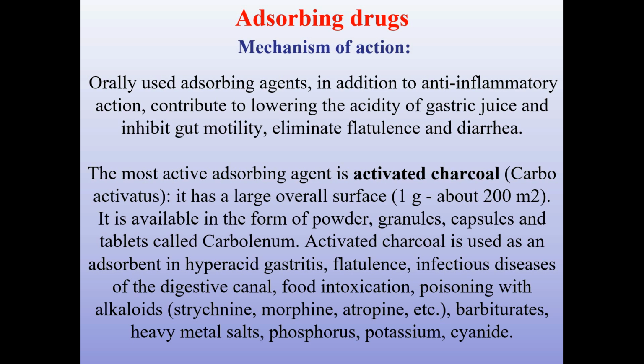Orally used adsorbing agents, in addition to anti-inflammatory action, contribute to lowering the acidity of gastric juice and inhibit gut motility, eliminate flatulence and diarrhea. The most active adsorbing agent is activated charcoal once again. It has a large overall surface, 1 gram is about 200 square meters. It is available in the form of powder, granules, capsules, and tablets called Carbolanum. Activated charcoal is used as an adsorbent in hyperacidic gastritis, flatulence, infectious disease of the digestive canal, food intoxication, poisoning with alkaloids, strychnine, morphine, atropine, barbiturates, heavy metal salts, phosphorus, potassium, cyanides.